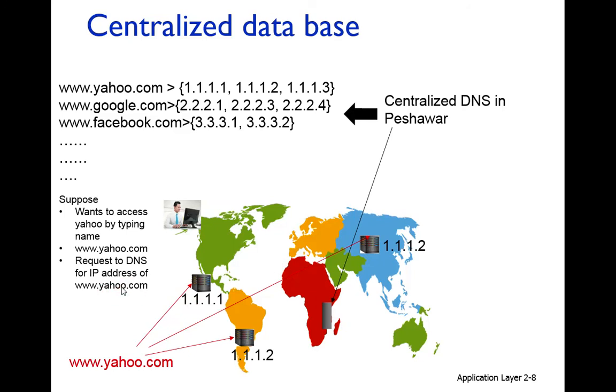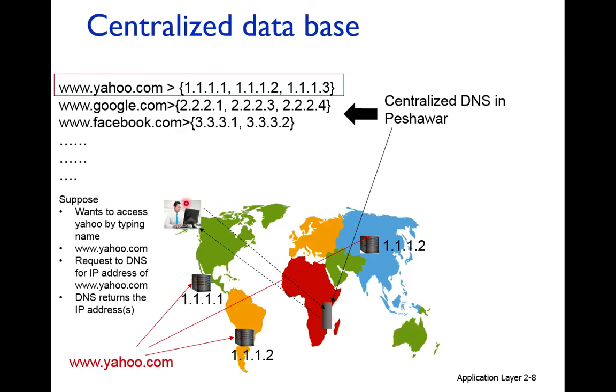Okay, so let's see. The user asks this server. This DNS server looks in its database for the IP address of www.yahoo.com. www.yahoo.com has 3 IP addresses, so all 3 IP addresses will be delivered to the user. The DNS server returns the IP addresses. 3 IP addresses are returned.